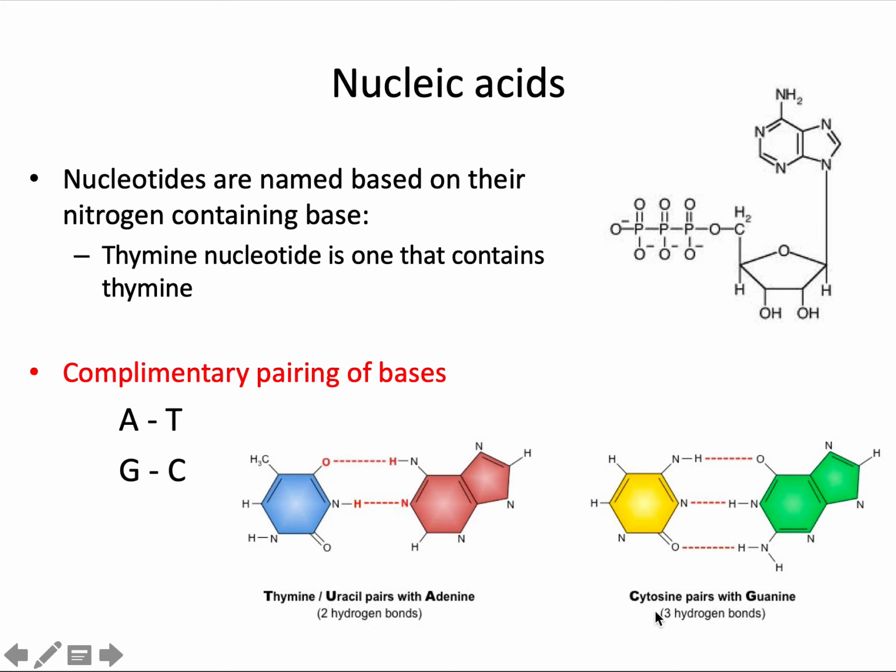You would have guanine only bonding with cytosine. You see 3 hydrogen bonds here, and 2 hydrogen bonds here. So you actually need more energy to break up a bond between cytosine and guanine than you would need to break up thymine or uracil and adenine.